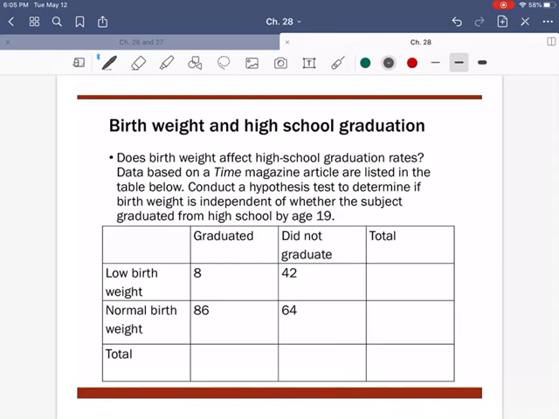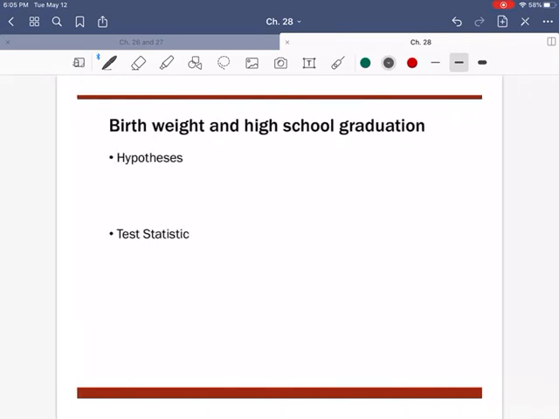Okay, let's do this one. Birth weight and high school graduation. I'm skipping the Titanic one. Does birth weight affect high school graduation rates? Data based on a Time magazine article are listed in the table below. Conduct a hypothesis test to determine if birth weight is independent of whether the subject graduated from high school by age 19. That is our null. Birth weight and graduation age are independent.